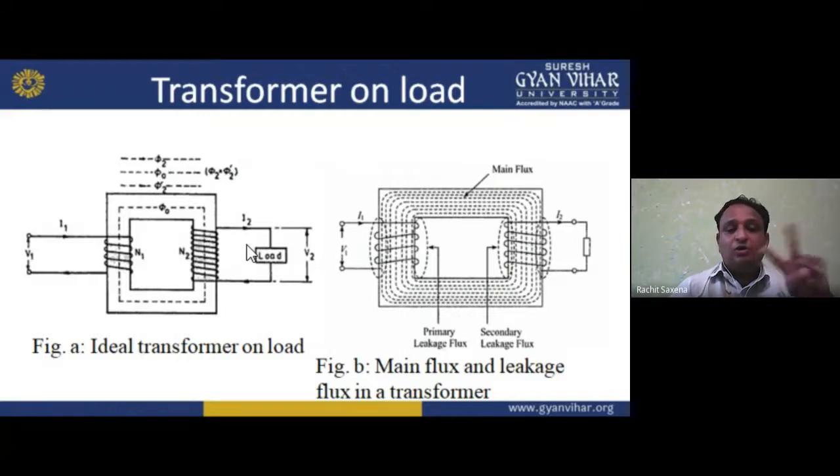So the current is divided into two parts. I1 is divided into two parts, I naught, the no load current, plus I2 dash. I naught has two components, I mu and IW. In some places you also find IW equal to IC. Basically, IW and IC are the loss components which produce the copper loss, and I mu is the magnetizing component, which is there to produce the flux.